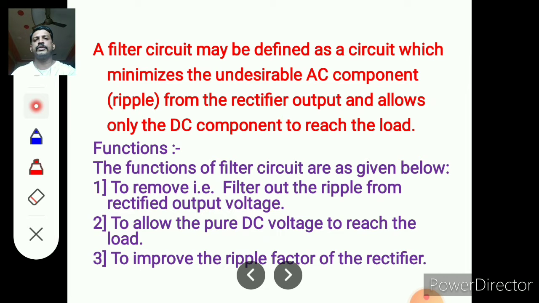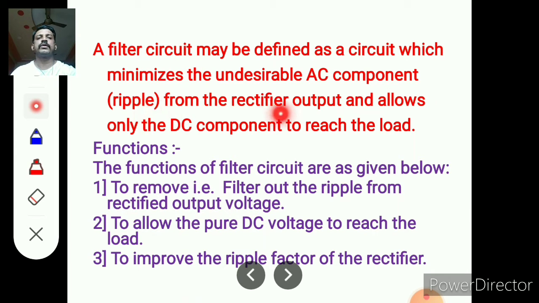Like we use a filter when making tea, we separate the tea from the tea powder. Like this, here also we use filters. A filter circuit may be defined as a circuit which minimizes the undesirable AC component. Which is undesirable? The tea powder is undesirable when drinking tea, so it is removed with the help of a filter. Similarly here, the undesirable AC component is removed with the help of this filter circuit.